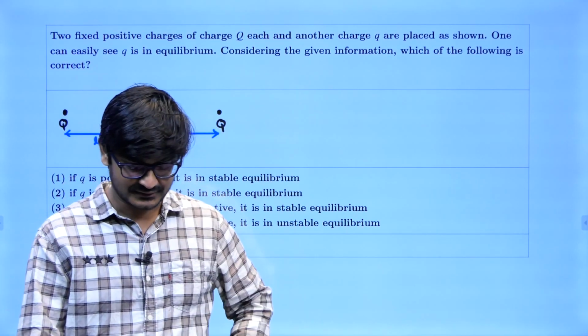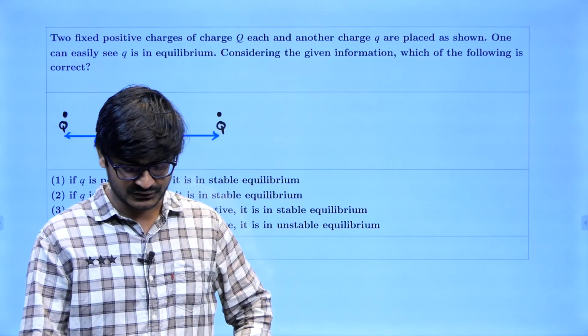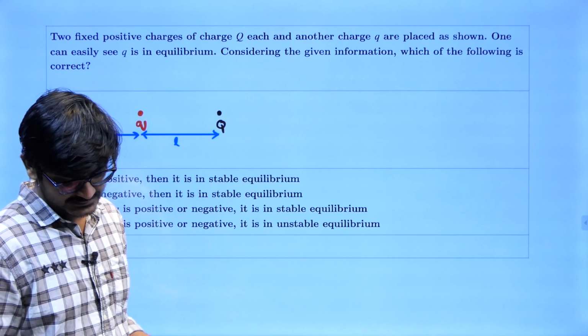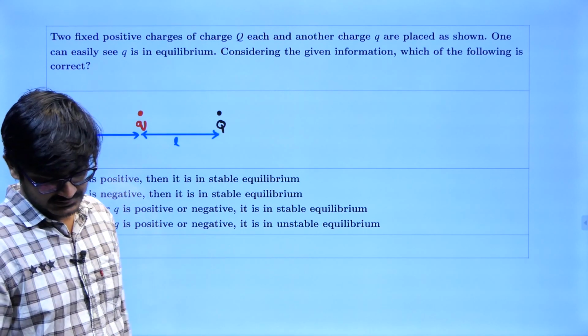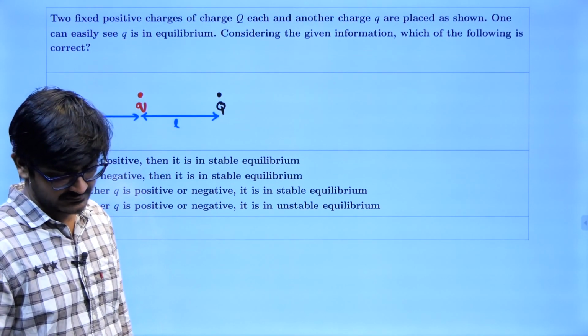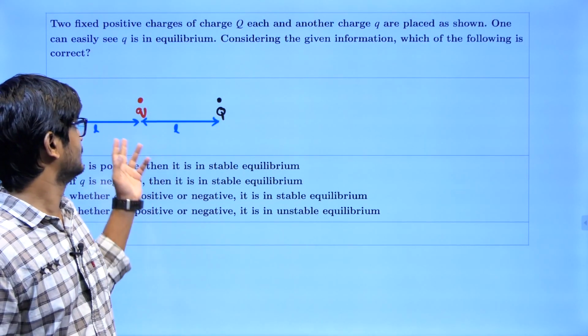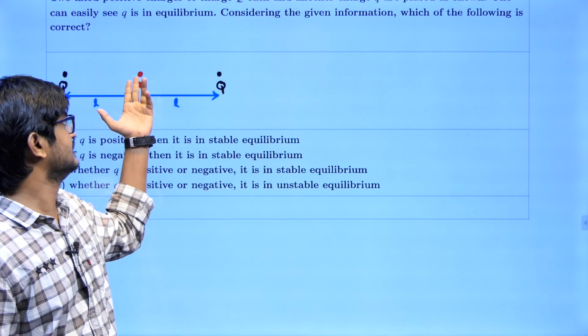Okay. Looking at the first question. The first question goes like: two fixed positive charges of charge capital Q and another charge small q are placed as shown. One can easily see that q is in equilibrium. Consider the given information and which of the following is correct. So you can see the distances are same, so you can see net force will be 0.